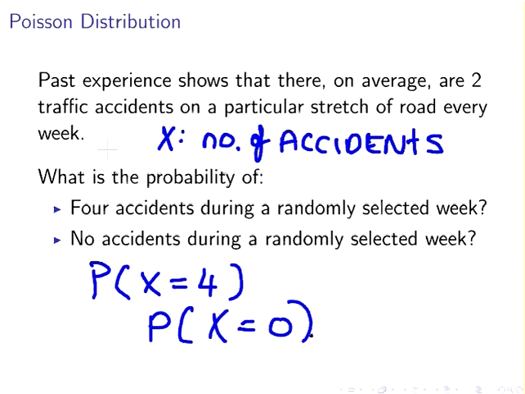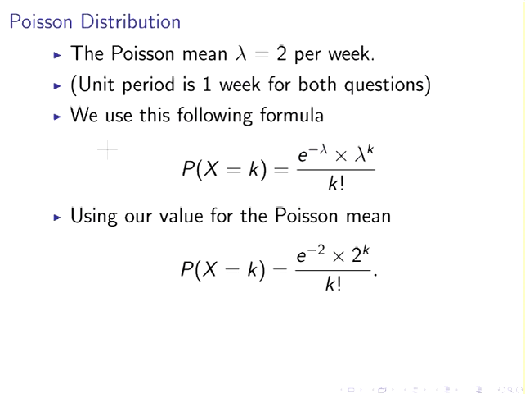Okay, now, what's the information we're given? The Poisson mean in both cases is lambda equal to 2 per week. So this is our Poisson mean. Just as a remark, the unit period stays the same for both questions. It's 1 week. There are some questions where the unit period might change, and that's something you have to look out for. It's not relevant in this case.